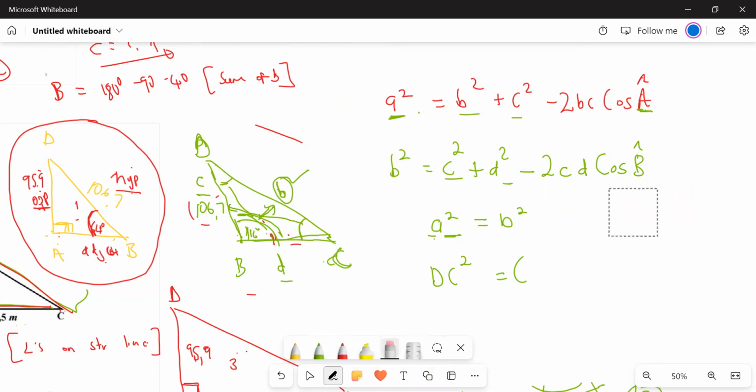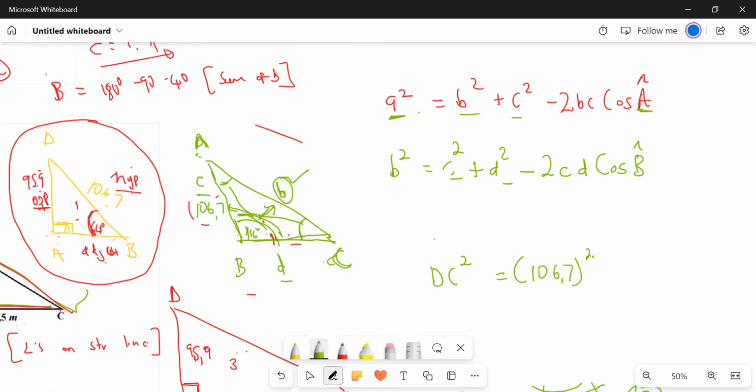I'm using the wrong one. Is this one on top? Do you know what C squared is? B again. B is DC. Do we know what C squared is? Let's come and check it. We know what C squared is. What is going to be C squared?